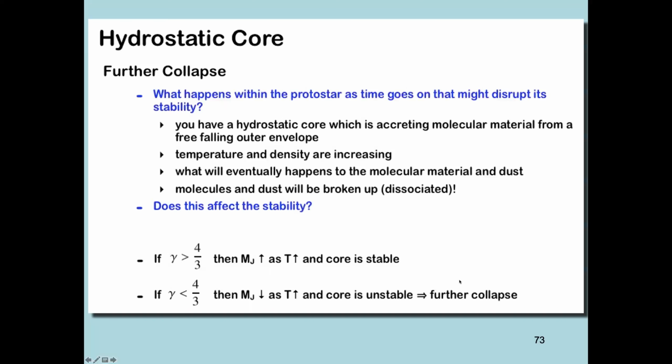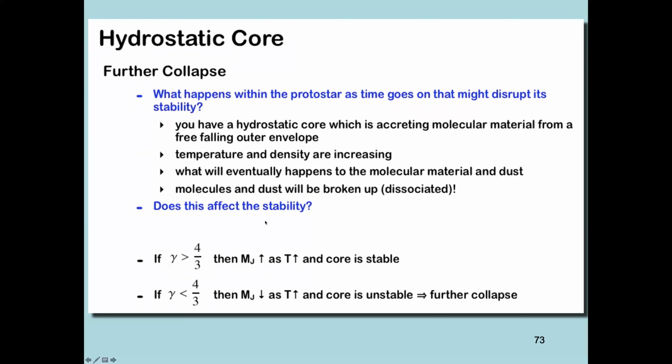So let's see what happens inside this protostar. You have this hydrostatic core that is accreting material. Temperature and densities are increasing. So there is something that is going to happen that we have not talked about, which is the dissociation of H2 molecules, because it becomes so hot that you have enough energy in each collision of the molecules to actually break the bond, which I already mentioned is about 4.5 electron volt.